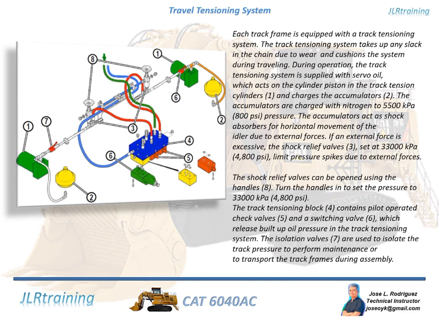The track tensioning block, 4, contains pilot-operated check valves, 5, and a switching valve, 6, which release built-up oil pressure in the track tensioning system. The isolation valves, 7, are used to isolate the track pressure to perform maintenance or to transport the track frames during assembly.